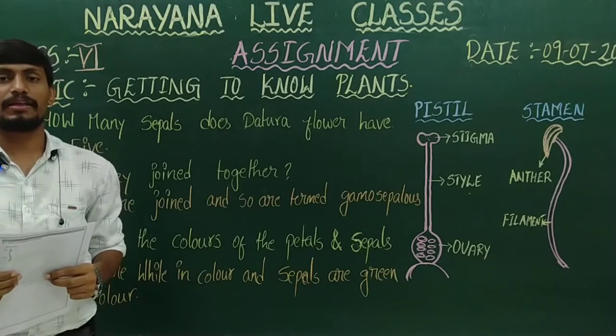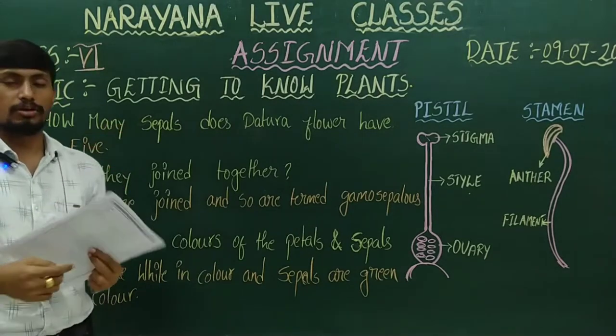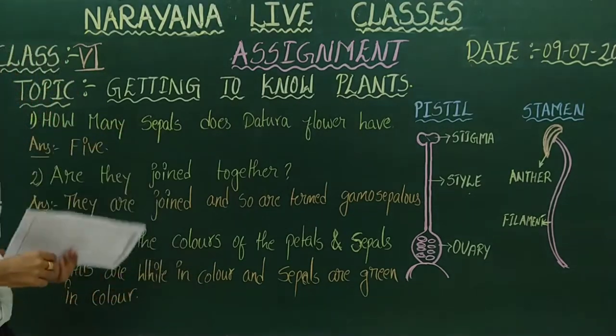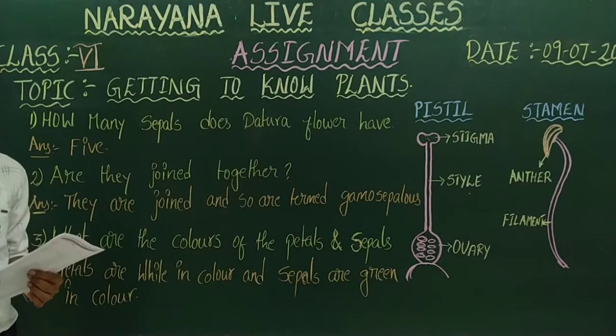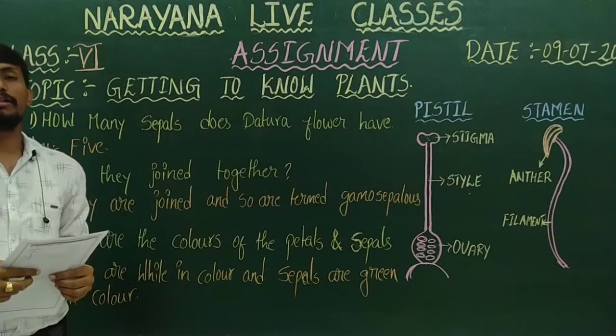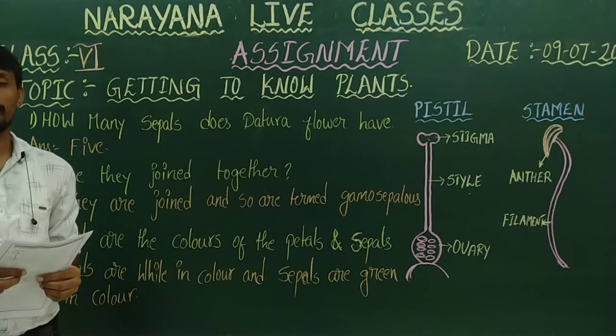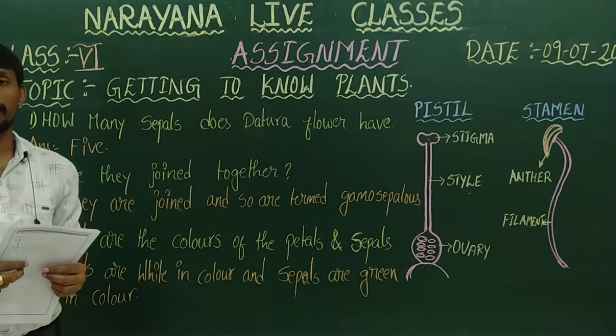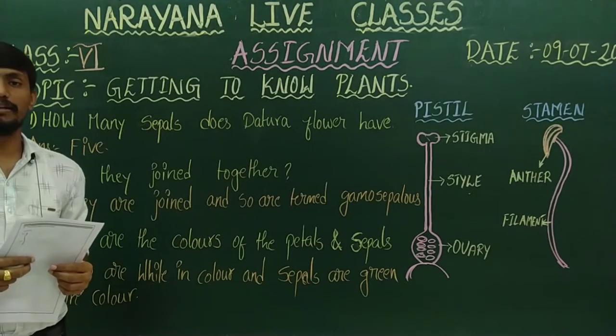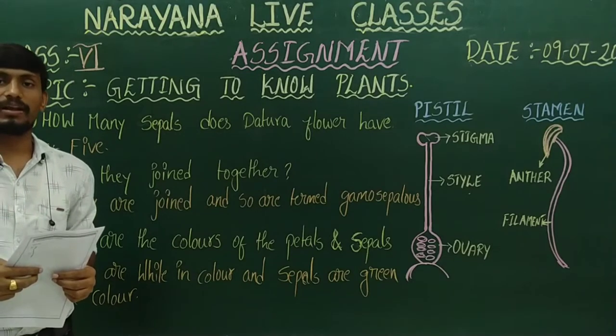Today I am going to explain the key of July 9, 2020 and the topic Getting to Know the Plants. In this assignment, we are going to discuss the Datura flower: what the parts are, what the colors are, and the conditions where the Datura flower exhibits.